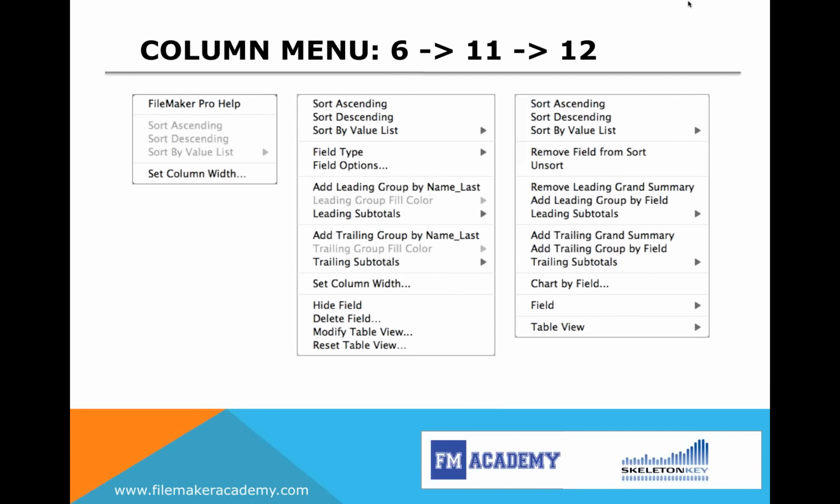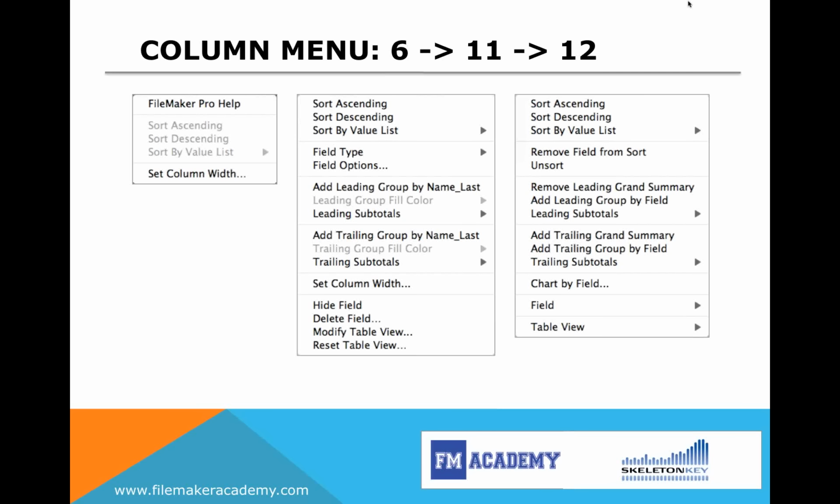But the menu setup is dramatically different. And what I've got here is 6 on the left, 11 in the middle, for those of you who've been used to that, and then 12 on the right. And you can see it's a quantum leap from what you used to be able to do when you right-clicked on a column or control-clicked on a column in Table View in 6.